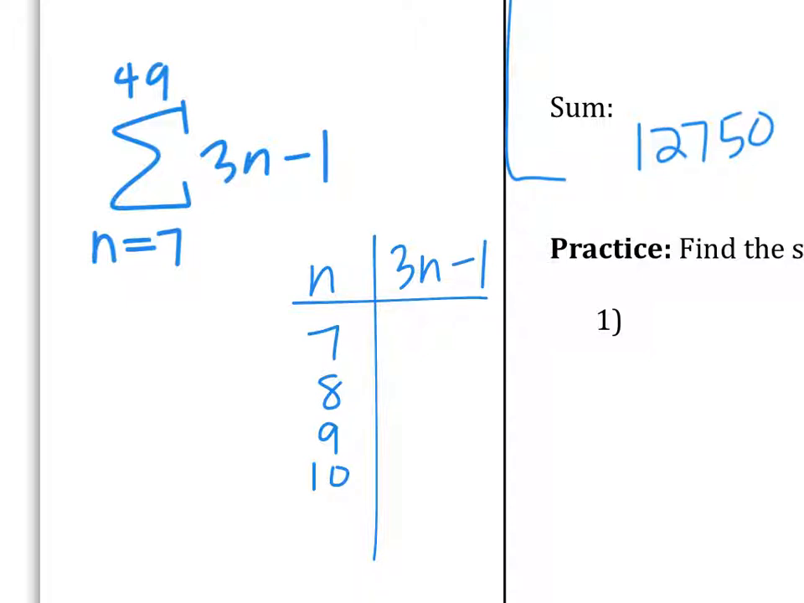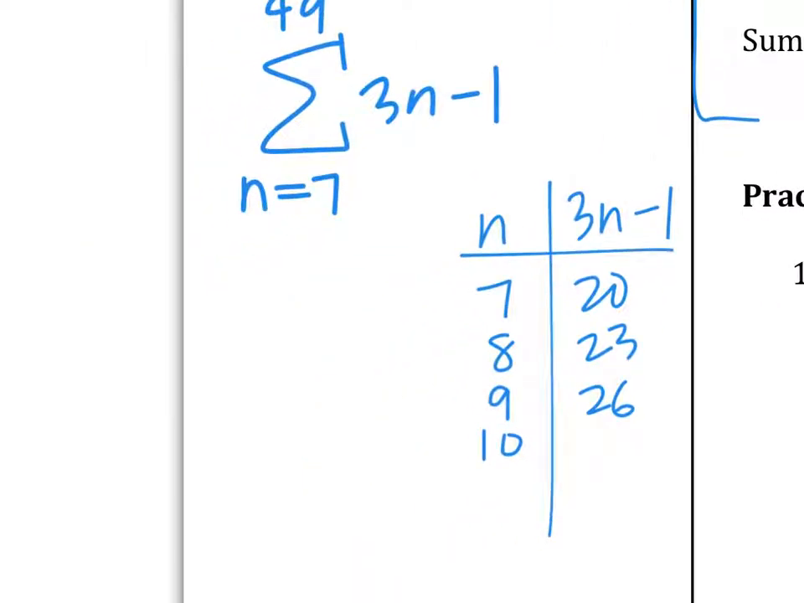20. When the term number is 8, what is the actual number? 23. And then when the term number is 9? 26. Okay, so what kind of series is this one? Arithmetic. Can I use arithmetic sum? Yes. Now, the tricky thing. How many numbers are there? 42.